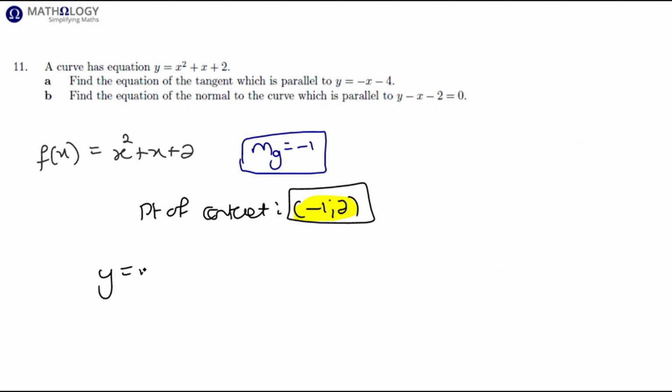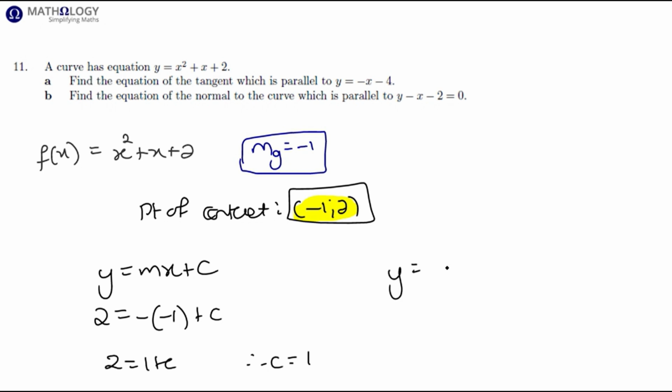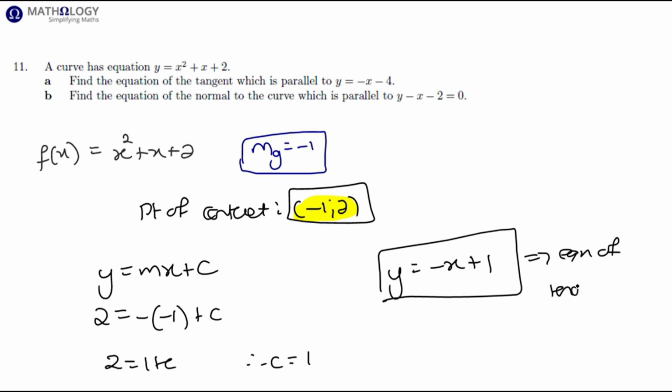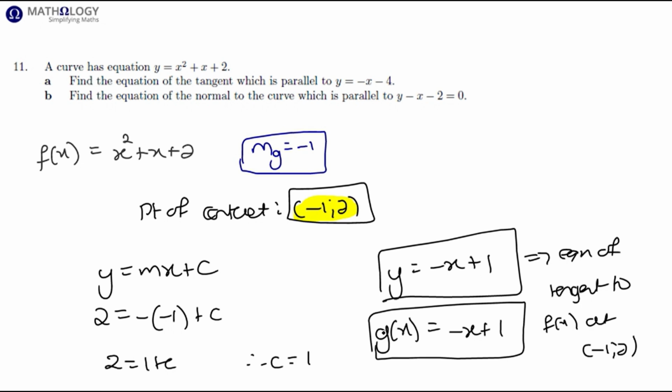So y equals mx plus c. y equals 2, the gradient is -1, x is -1. So therefore c equals 1, and therefore y equals minus x plus 1. This now represents the equation of the tangent to f of x at the point (-1, 2), and this is g of x. So we can also just write this as g of x equals minus x plus 1. And again, we can verify this graphically.